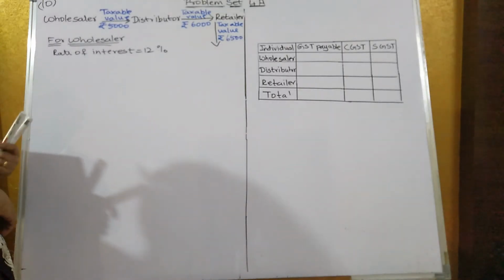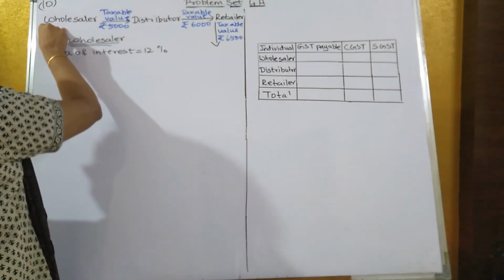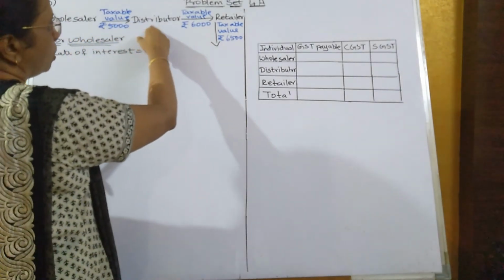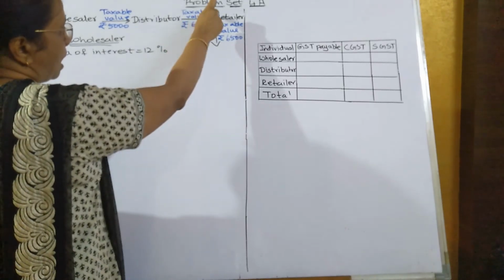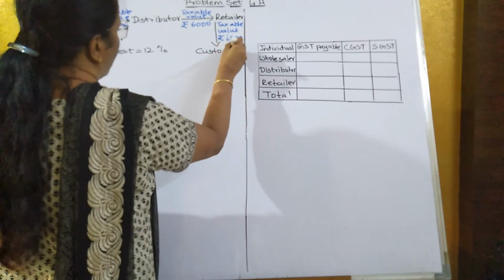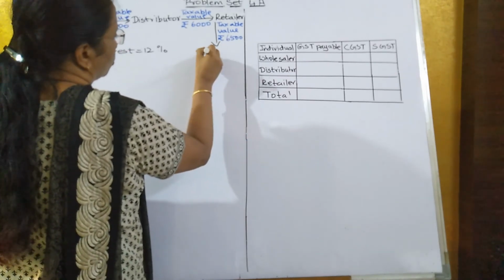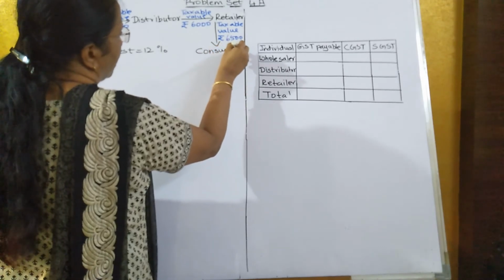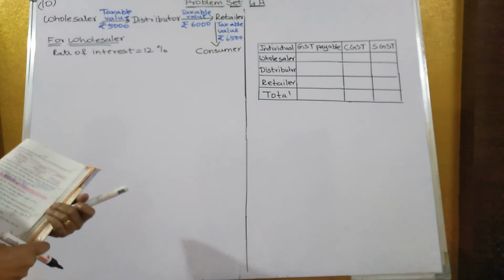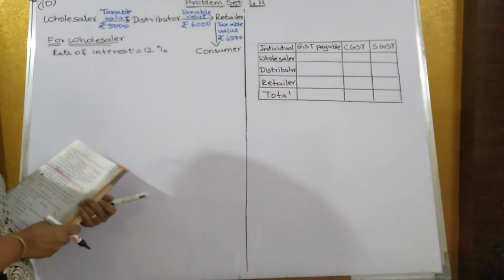Now the last sum of the problem set 4a, they have given the wholesaler sold the goods to the distributor at what price? Rupees 5,000, and the distributor sold it to the retailer at what price? 6,000, and the retailer sold it to the consumer at what price? Rupees 6,500. Now prepare the statement of GST payable under each head by the wholesaler, distributor and retailer at the time of filing the return to the government.